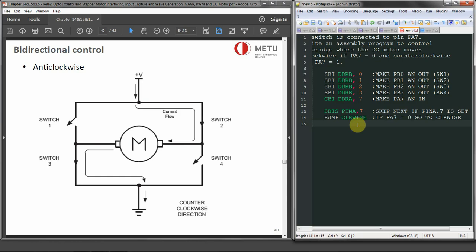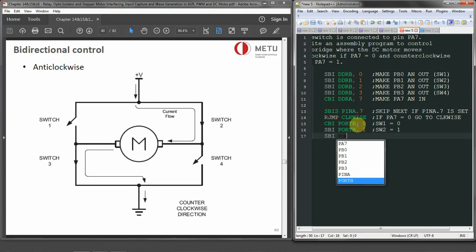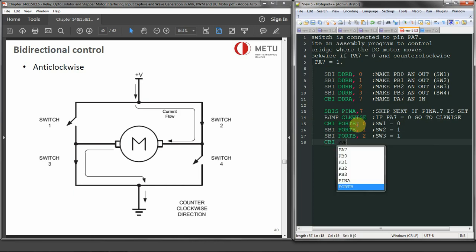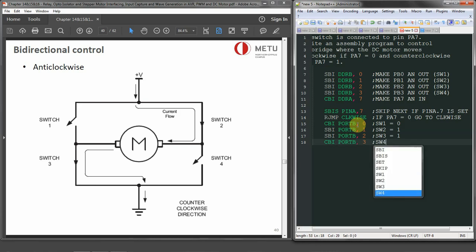In this case we can say SBI port B0, which is switch 1, has to be 0. SBI port B1, switch 2, has to be on. SBI port B2, switch 3, has to be 1, and switch 4, which is CBI port B3, has to be 0, off.